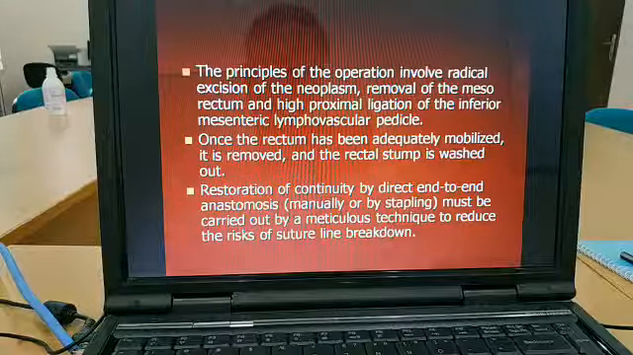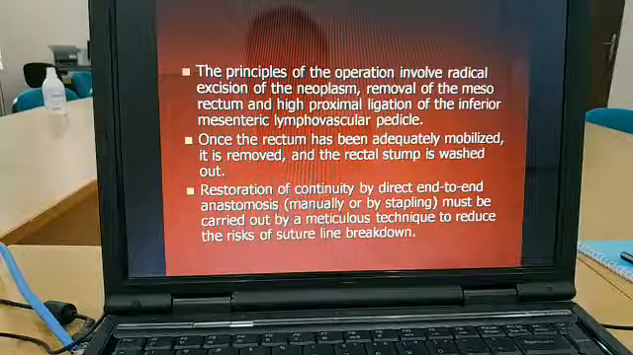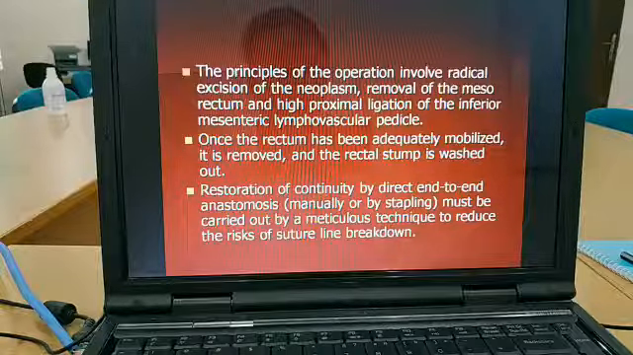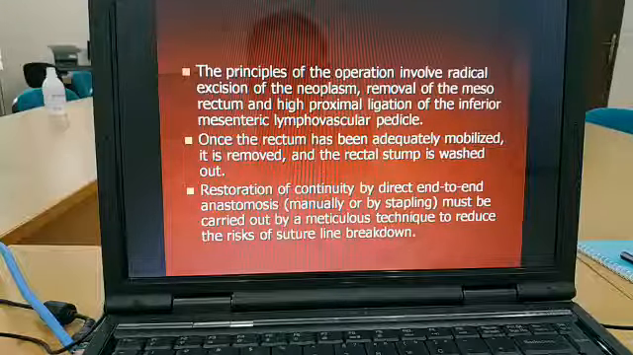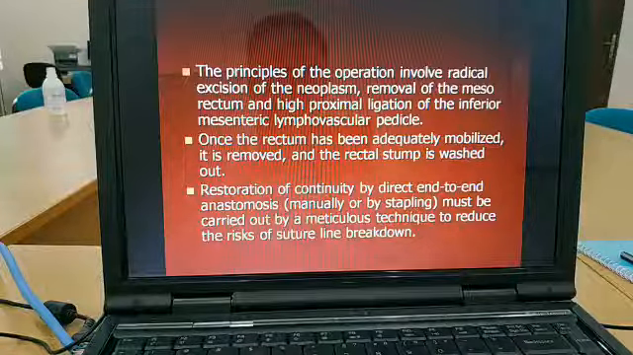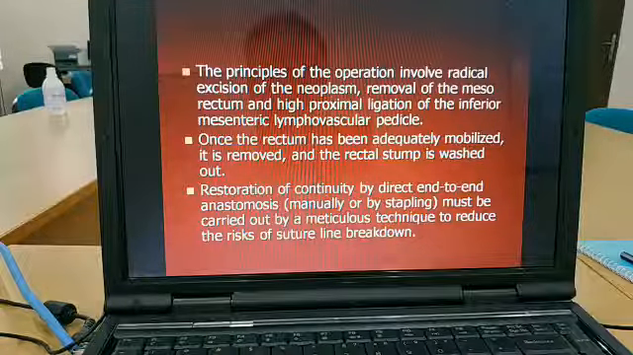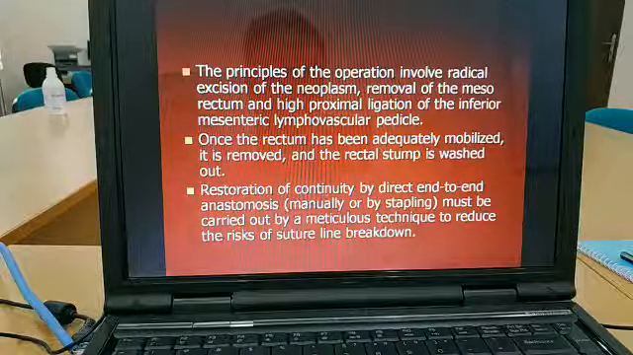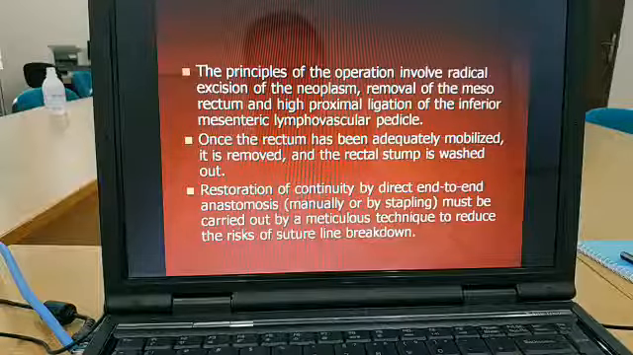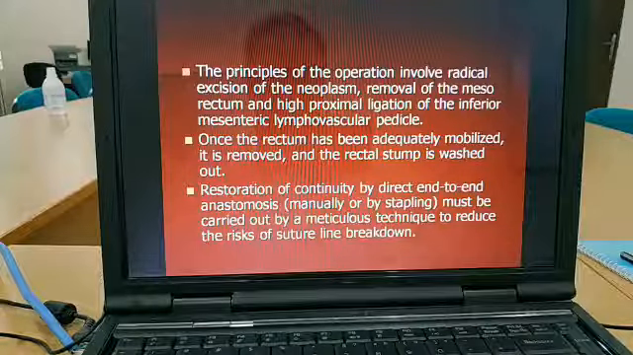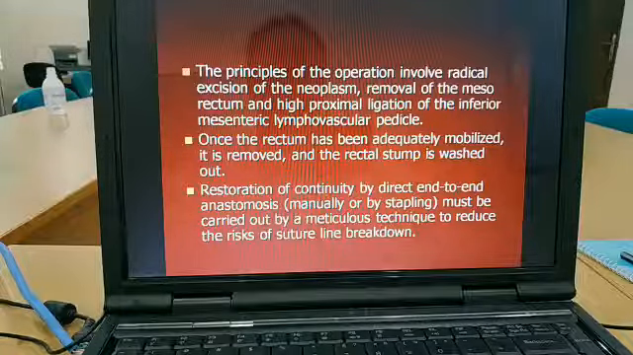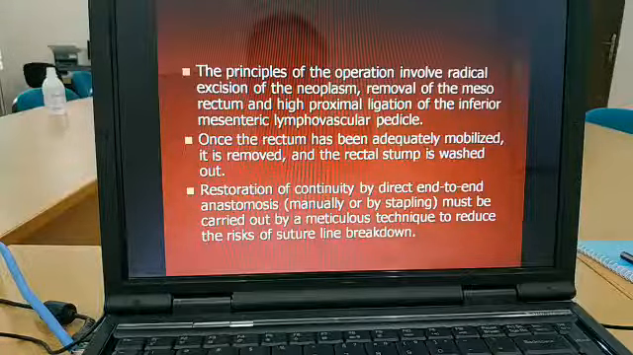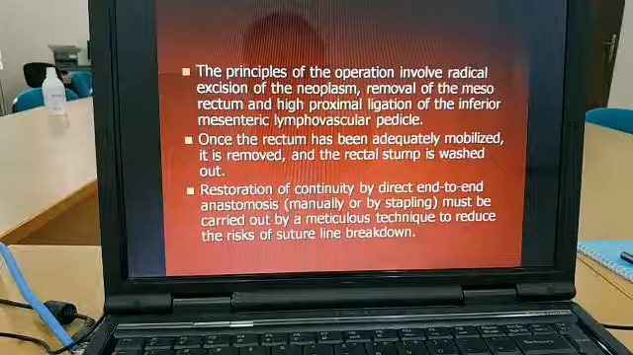Again, the principle of operation involves radical excision of the neoplasm, removal of the mesorectum, that is total mesorectal excision, we call TME, with high proximal ligation of the inferior mesenteric lymphovascular pedicle. So these are the main principles of the operation. You will have to radically excise the neoplasm with a safe clear margin, totally remove the mesorectum, and do high proximal ligation of the inferior mesenteric lymphovascular pedicle before handling the tumor.